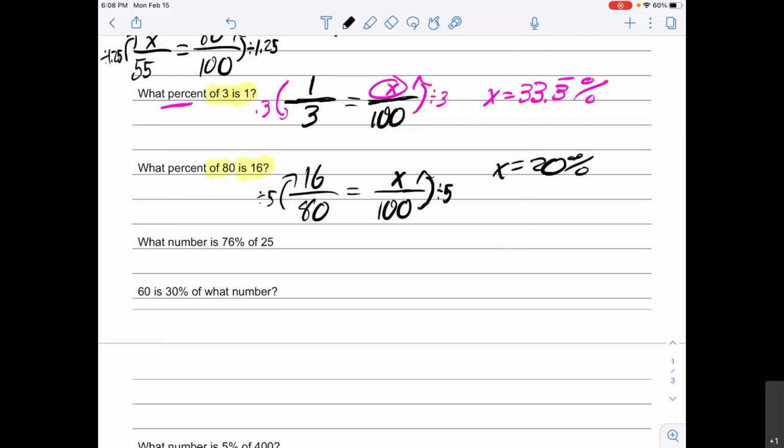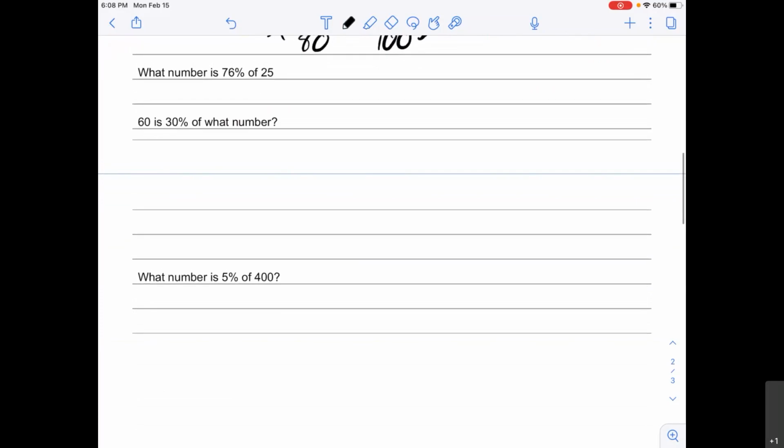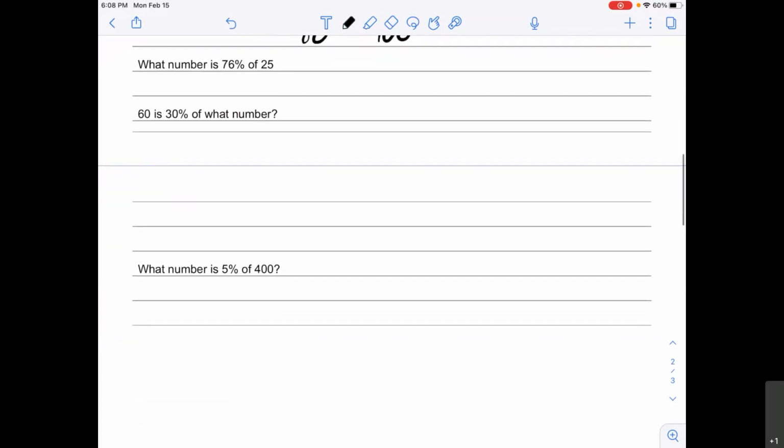All right, let's try the next one and be a little bit careful with this one. So once again, see if you can pause the video, solve this problem, and then restart it to check your work when you're done. But be careful because this one is different.